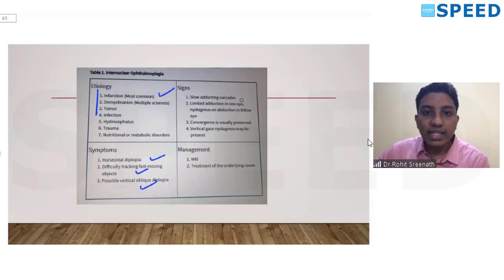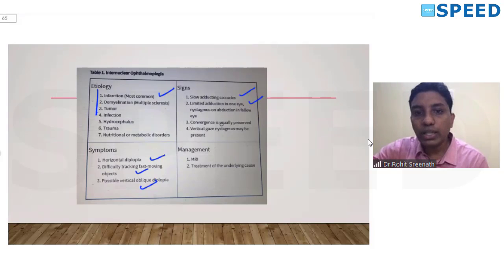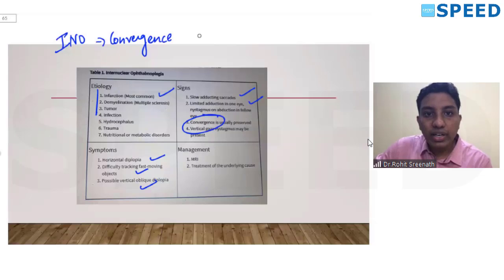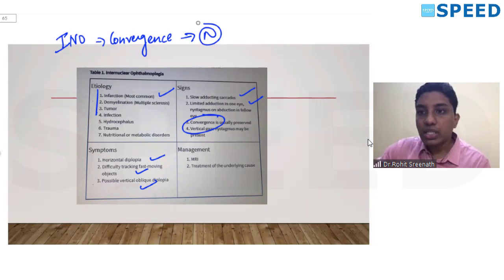So the signs include the adducting saccades, limiting adduction in one eye, and abduction of the fellow eye. When the patient is abducting the fellow eye, there is a nystagmus in the fellow eye. Very important point to remember is that the convergence is present. So in a patient with INO, when you check for convergence, the convergence is present. Convergence is normal. So this is another very important point differentiating INO from the other lesions. Convergence is retained or preserved in INO.